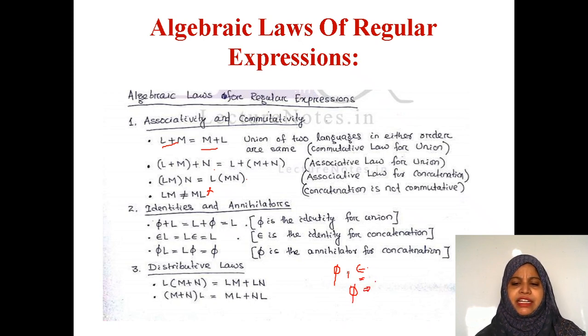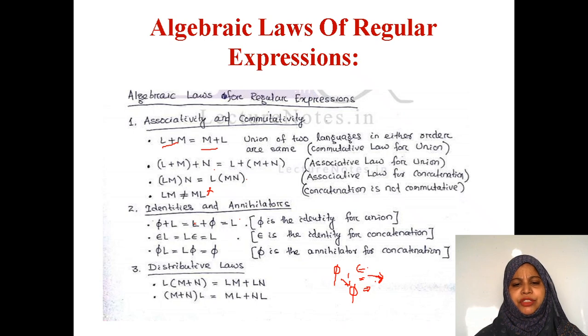Here epsilon is there, and for pi the regular expression is different; for epsilon the regular expression is different. So pi and epsilon both are different. Pi plus L equals L plus pi equals L, and epsilon concatenated with L, L concatenated with epsilon, is equivalent to L. Epsilon is the identity for concatenation, and pi is the identity for union. Pi concatenated with L is equivalent to L concatenated with pi, which is equivalent to pi. Pi is the annihilator for concatenation. These are the identity laws of any language if L is a regular language.